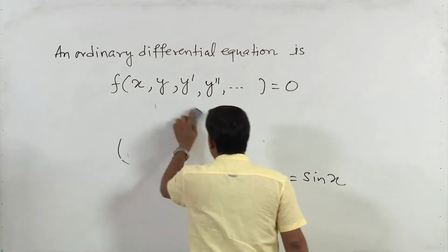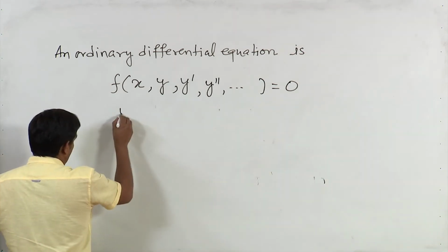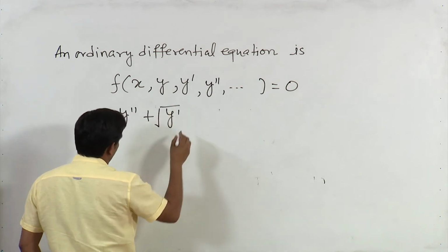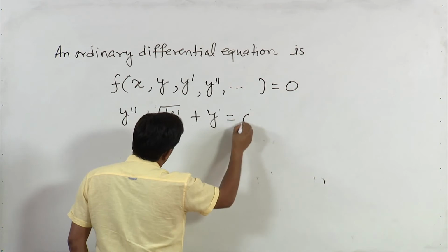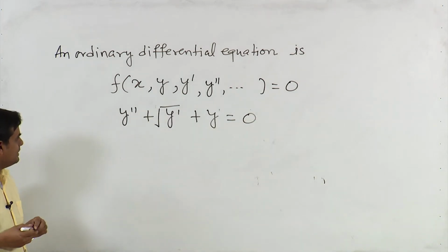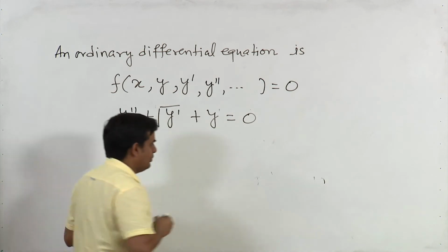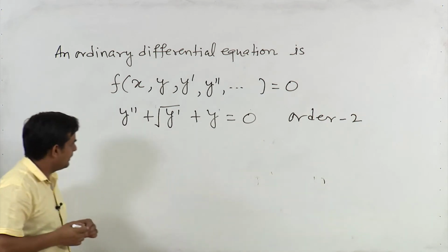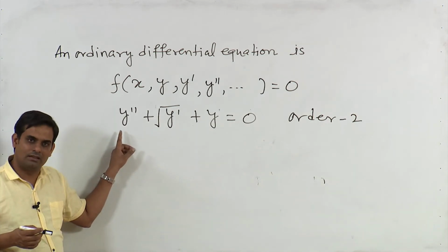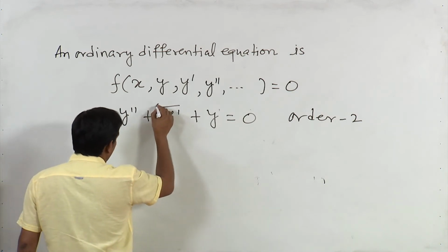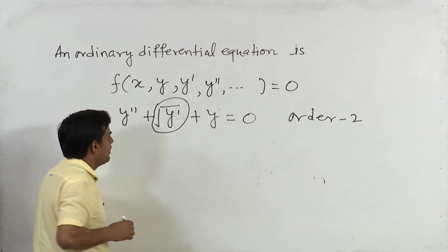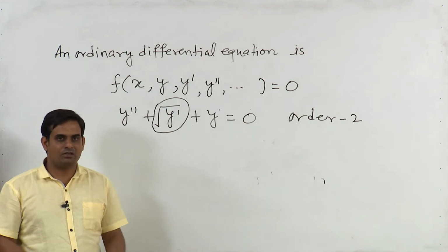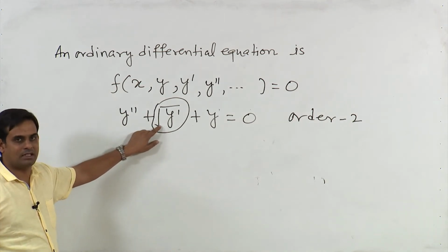If I have an equation of the form, let us say y double prime plus square root of y prime plus y equals 0. Now this differential equation has order 2, but here I cannot say that the degree is 1. Why? Because we have this square root term of the first order derivative of the dependent variable in the equation. First of all, we have to remove this square root.